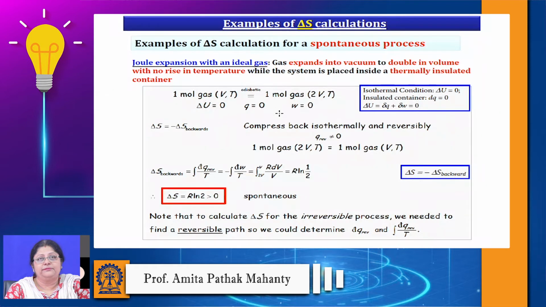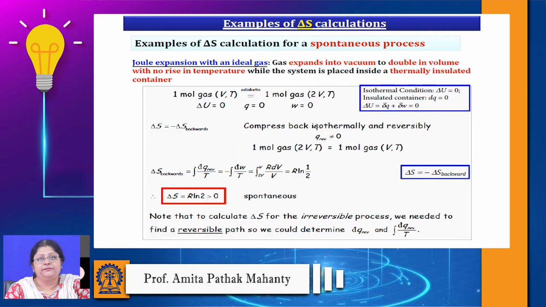So what we do is, this is a spontaneous process. This is going to occur without any constraints or without any force being applied by us. So this is going to be spontaneously occurring. So what we do, we try to chalk out a reversible path. For a reversible path, we go from here to here and back. So the back one is what?